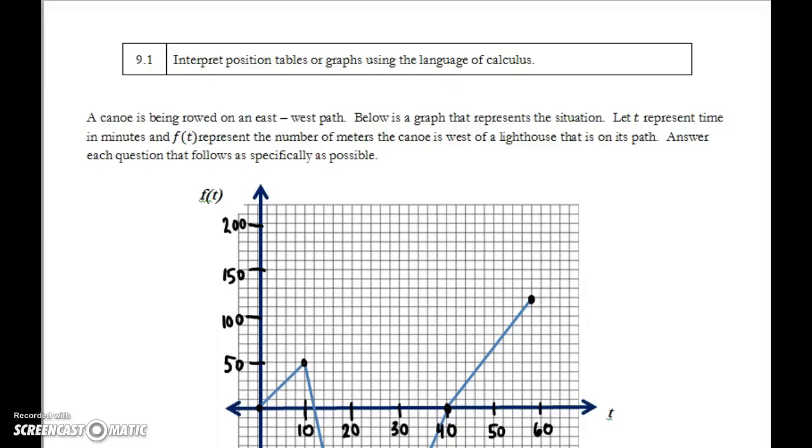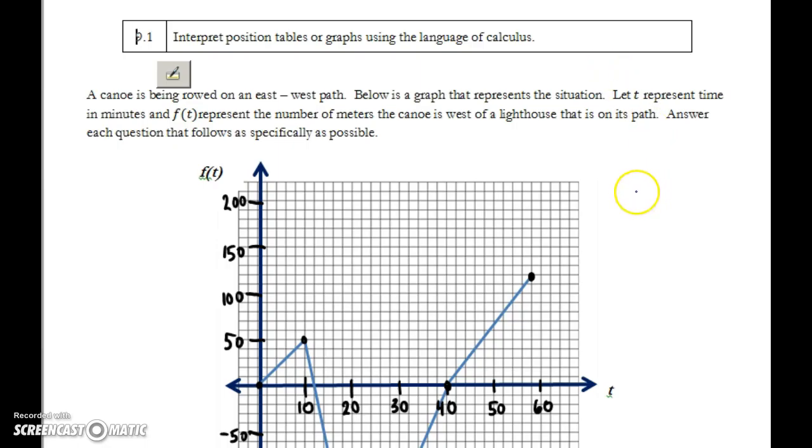Standard 9.1, interpret position tables or graphs using the language of calculus. So in this particular problem, we have a canoe. It's being rowed on an east-west path. So basically our canoe is going back and forth, east or west. So here's our canoe, and here is west, and here is east.